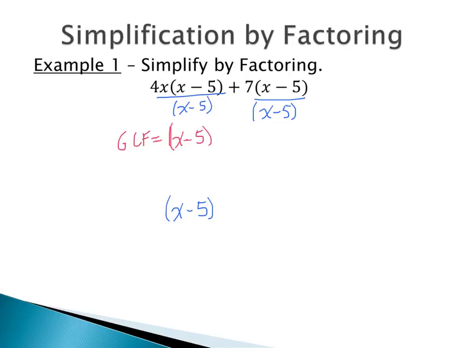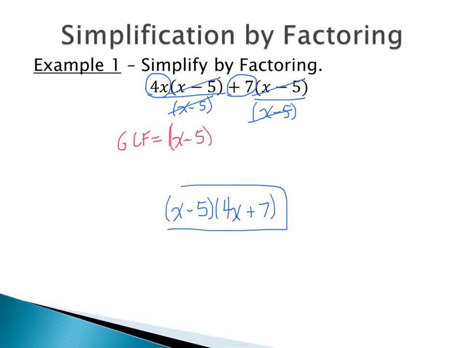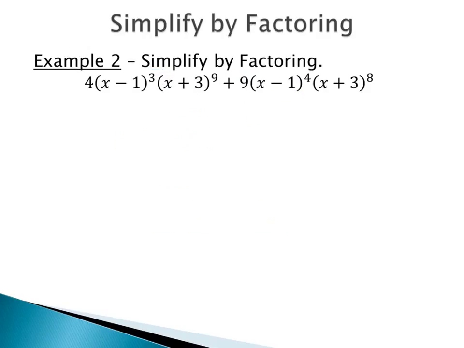So x minus 5 divided by x minus 5, those will cancel out, leaving the 4x part. And then for our second part, again, the x minus 5s will end up canceling out, and we're left with just a positive 7. And that gives us our completely factored form, which another way to call this would be simplifying by factoring.